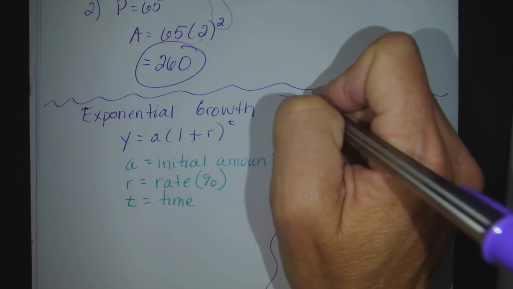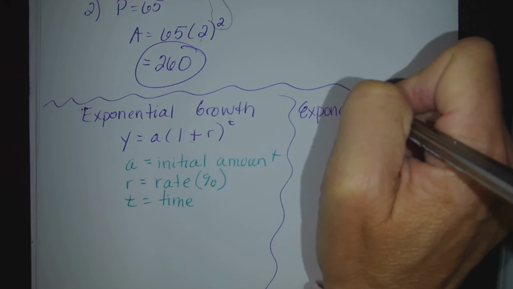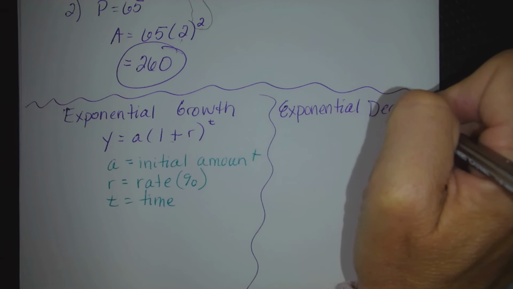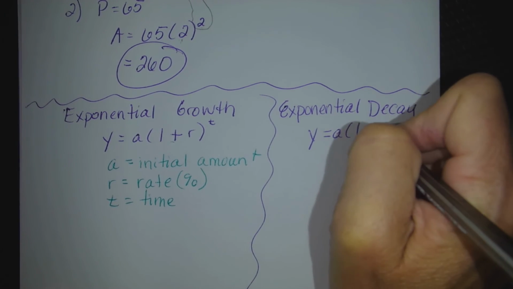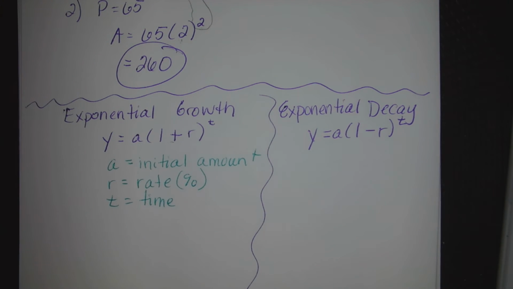We also have, what's the opposite of growth? Decay. Decay. There is one difference here. Y equals A, 1 minus R to the T. This is 3, 4, and 5. These are the notes for it. I'm getting ready to do 3 with you. Okay. So under these notes, I'm going to do number 3.